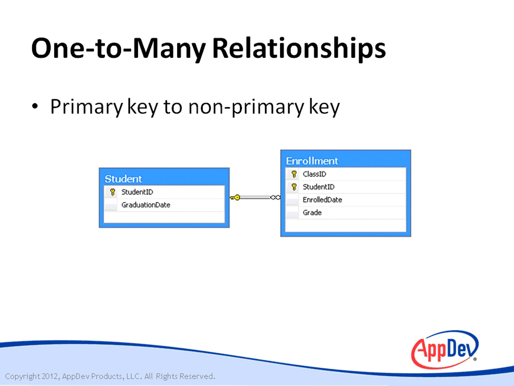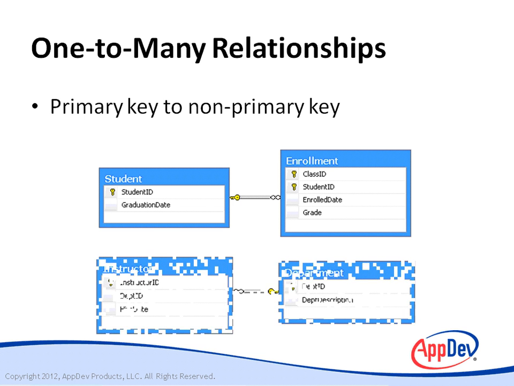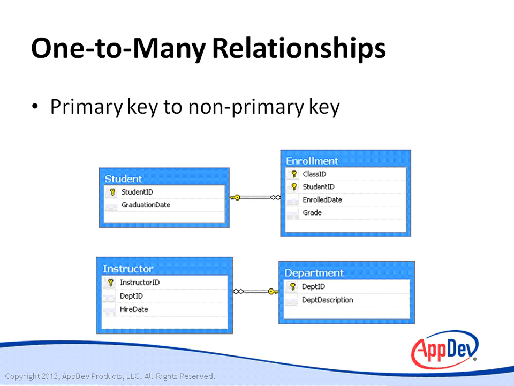This type of relationship sometimes also represents containment. For example, an order contains many order details. In the case of the student enrollment, the student ID is the primary key of enrollment, but it doesn't comprise the entire primary key in that table. Class ID is also a foreign key in that table, and that makes up the other part of the primary key.